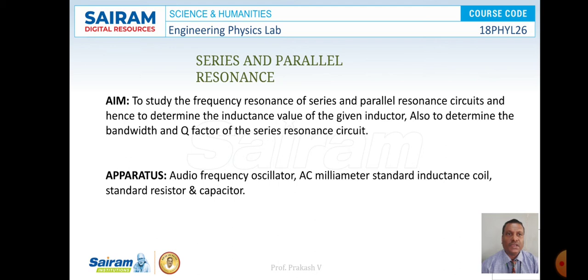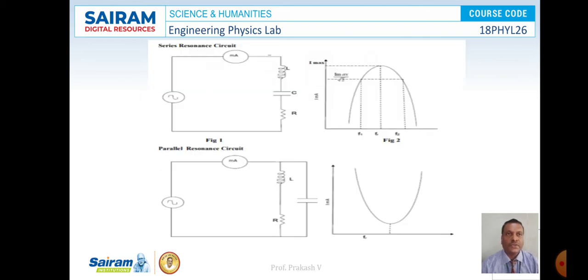The apparatus required is an audio frequency oscillator, AC millimeter, inductance coil, standard resistor and capacitor. In the series resonance circuit, we connect the inductor, capacitor and resistor in series, and a millimeter is connected to record the current in the circuit. From the audio frequency oscillator we supply the input frequency, and for different input frequencies we record the current in the circuit.